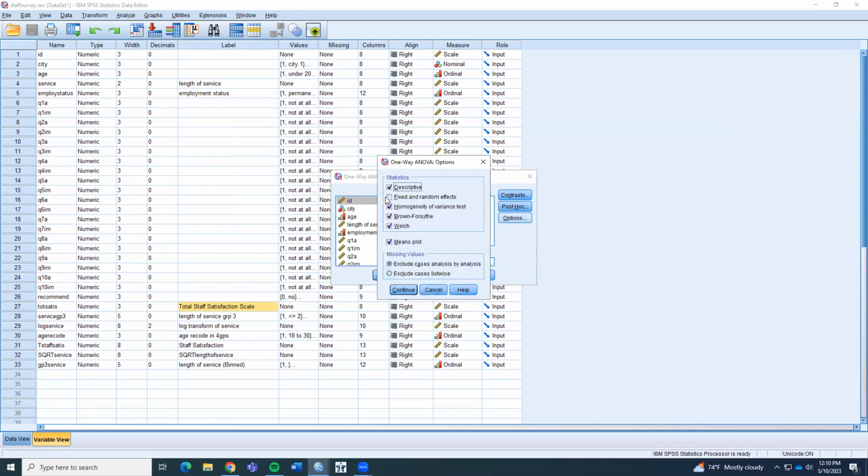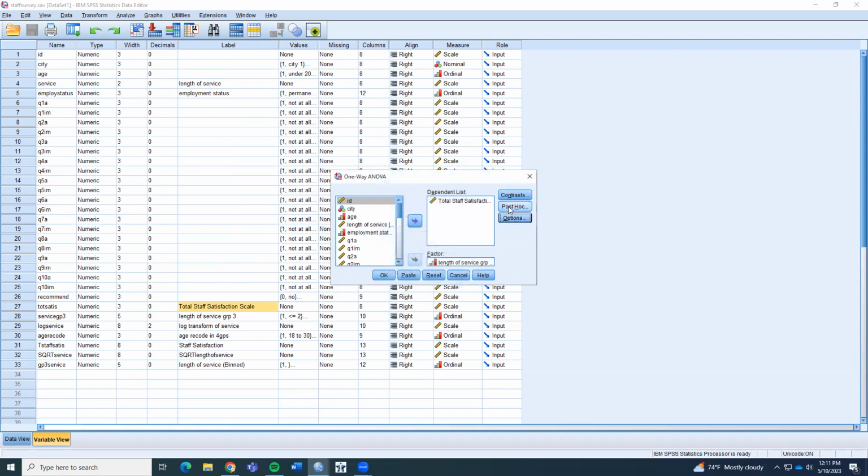And from the options, we're going to select descriptives, homogeneity of variance test, Brown-Forsythe, and Welch. And we also want to check means plot. And finally, we need to make sure that this box, exclude cases analysis by analysis, is selected. So we've done all of those things. And let's see. So then we would click continue. But I already did that.